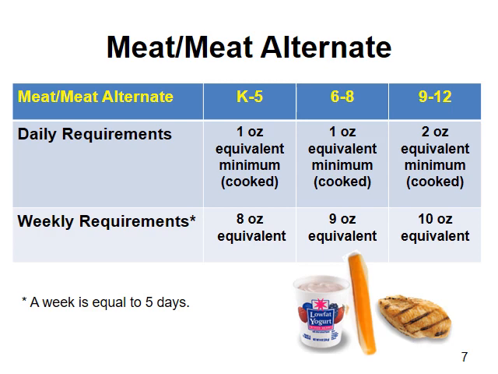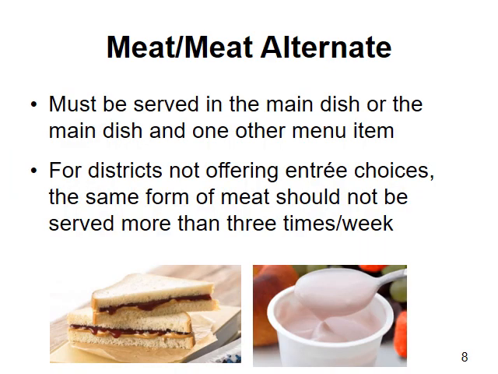Students love to make choices, so if you offer different entree choices, make sure all the entree choices meet the minimum daily requirements. The meat alternate must be served in the main dish or the main dish and one other menu item. For districts not offering entree choices, the same form of meat should not be served more than 3 times a week.